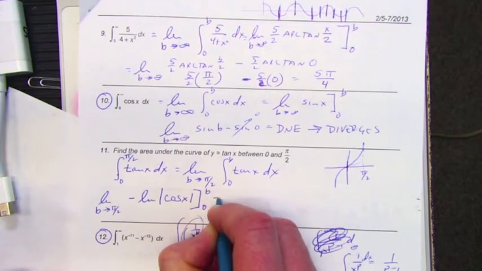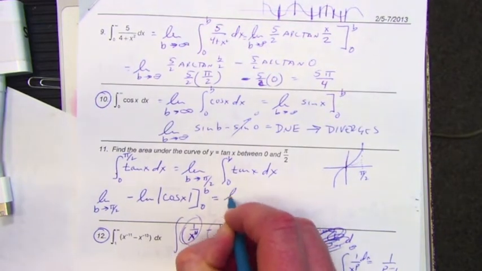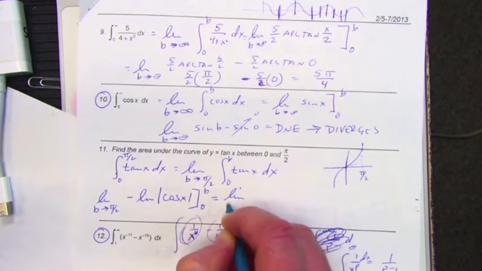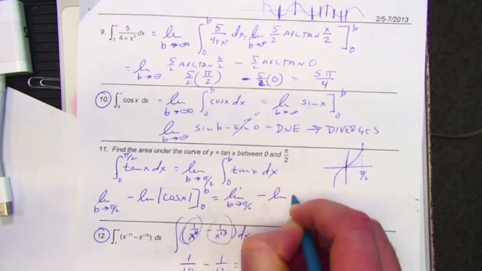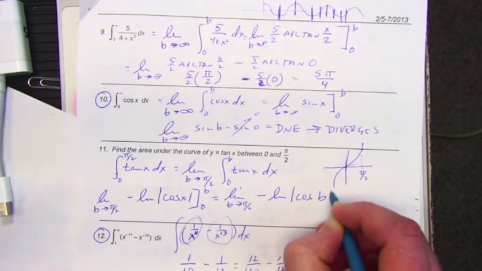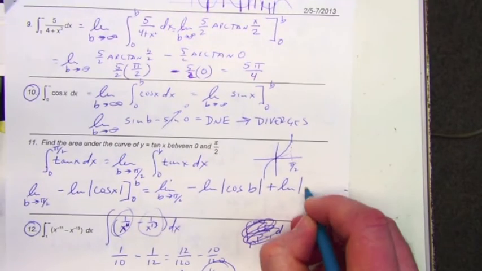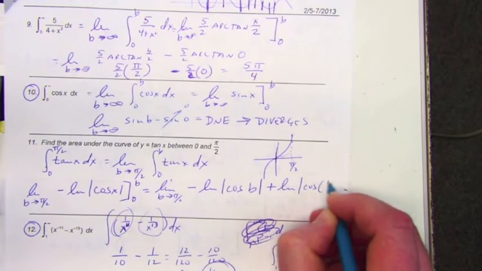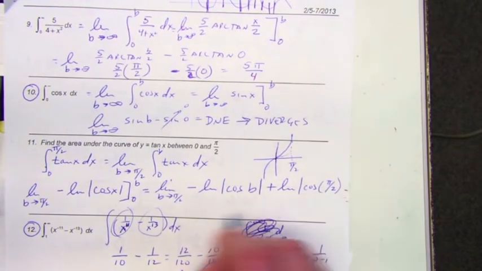And we need to evaluate that from 0 to b. This is going to take a little bit of thought, and I know we have to have our thinking caps on here. So this is going to be the limit, and I'm going to make sure I dot my i's, as b goes to pi over 2 of the negative natural log of the absolute value of the cosine of b plus the natural log of the absolute value of the cosine of 0.